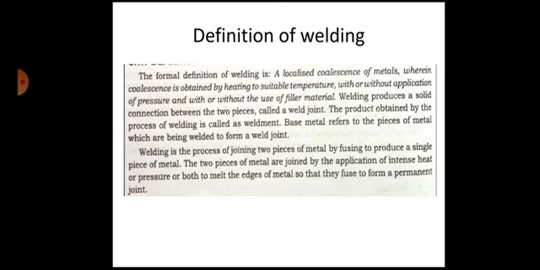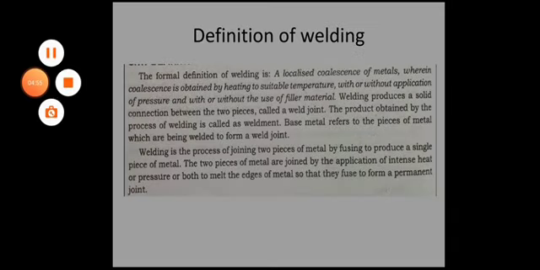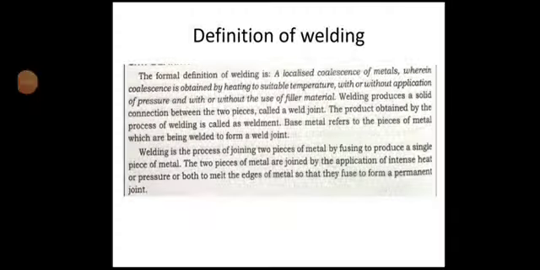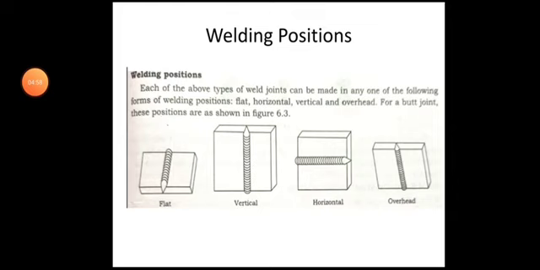That is, welding is the process of joining two pieces of metal by fusing to produce a single piece of metal. The two pieces of metal are joined together by the application of intense heat or pressure or both to melt the edge of metal so that they fuse to form a permanent joint. That is the peculiarity of the welding process. Next one, welding positions.